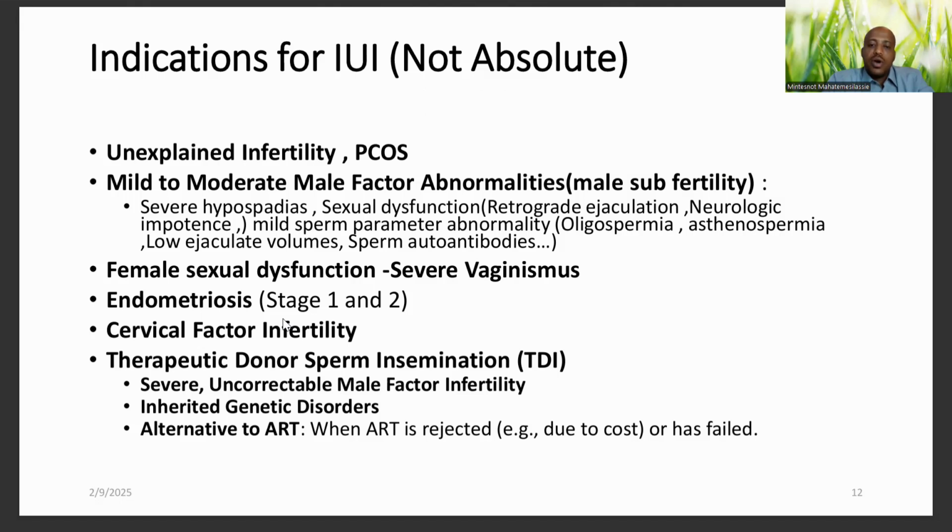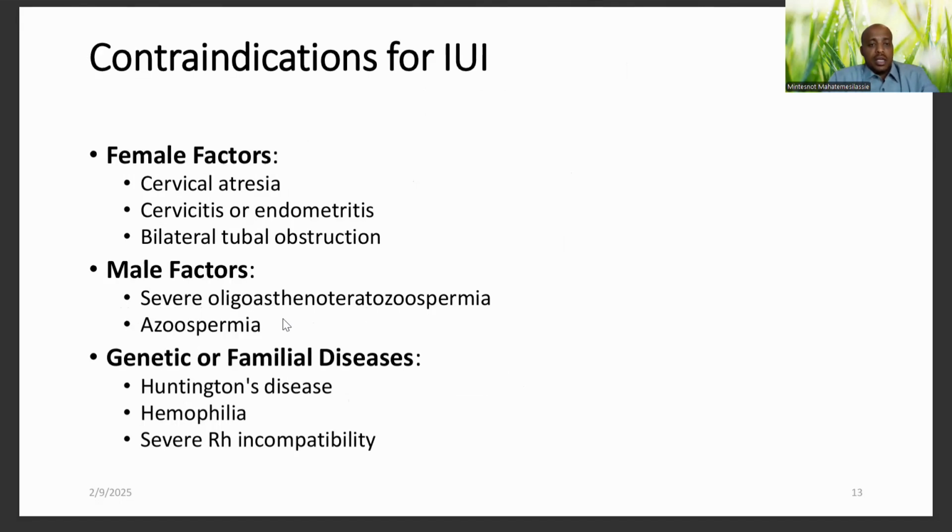Contraindications of IUI: if there is cervical atresia or active pelvic infection, we should not do IUI. If there is tubal blockage, obviously we don't do IUI. For male factor infertility, especially if the sperm parameters are severely affected, we don't do IUI. In azoospermia, there is no sperm to infuse, so IUI is contraindicated. If there are genetic diseases that are transmittable to the newborn, we have to avoid IUI, and not only IUI, IVF also.